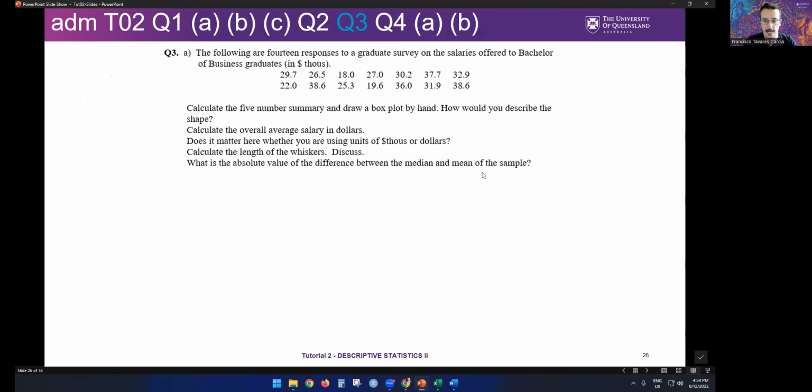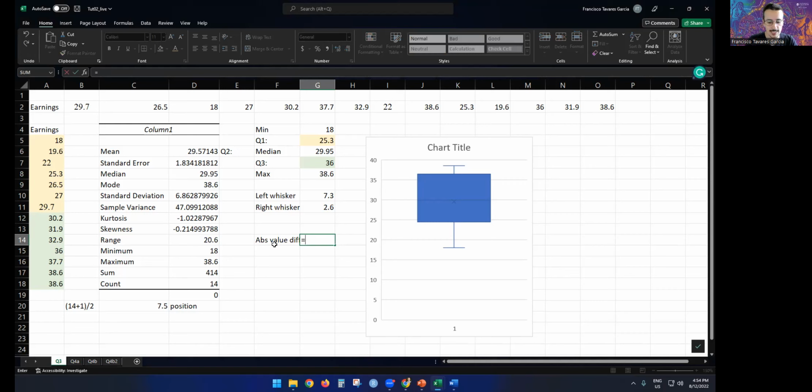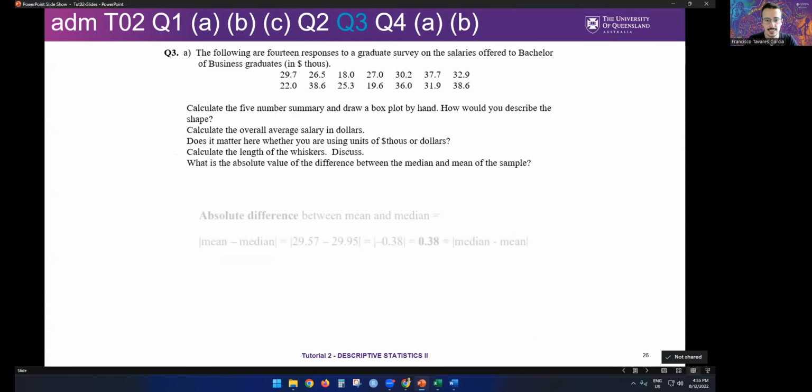So, absolute value of the difference between median and mean. Let's go then. We have the mean and we have the median. I'll name it diff, and then equals. In Excel, I can use the function ABS, which returns the absolute value of a number without its sign. Inside the bracket, I'll put mean minus median. Close the bracket, enter. We have this long value. We can shorten it to 0.38. And that is the answer.